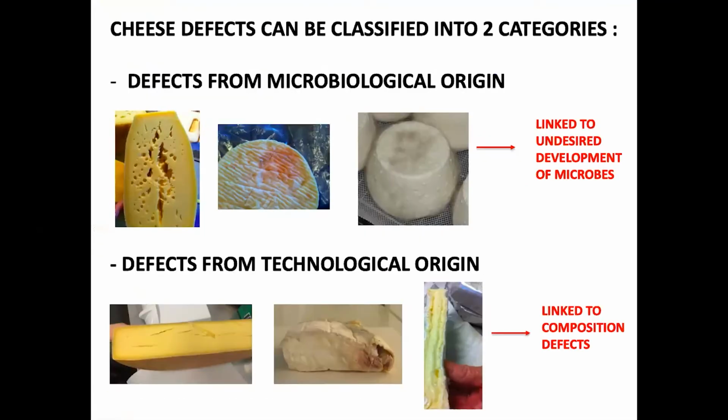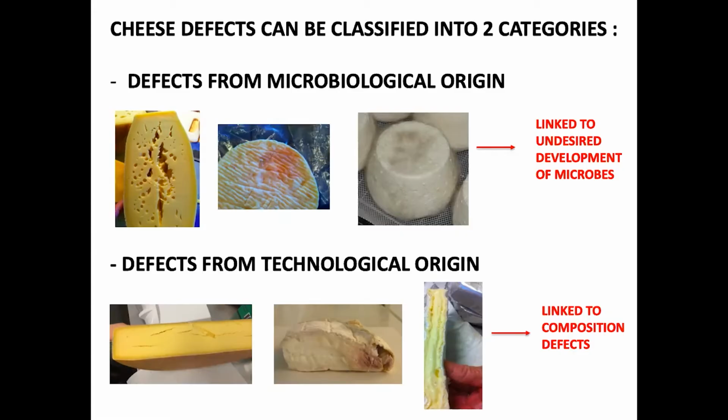So the cheese defects can be classified into two major categories. The first one is defects from microbe development. Most of those defects will be the consequence of microbiological development of either bacteria, yeast, or molds inside the cheese, as you can see on the top left picture with the development of Butyric bacteria, or the middle one with a development of the Pseudomonas family on the surface of the cheese, or the white, fluffy, hairy gray molds contaminated with Mucor, which is a mold.